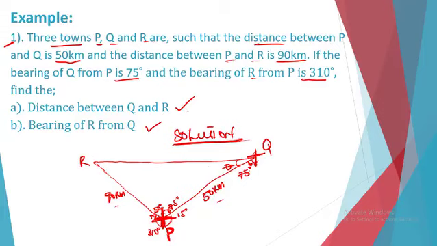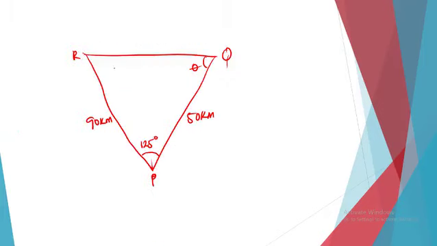The distance between Q and R, the distance between this and this, Q and R. Okay, now line QP is given, line PR also is given. So considering this now, what do we use in solving for the value of QR? Which law do we use?